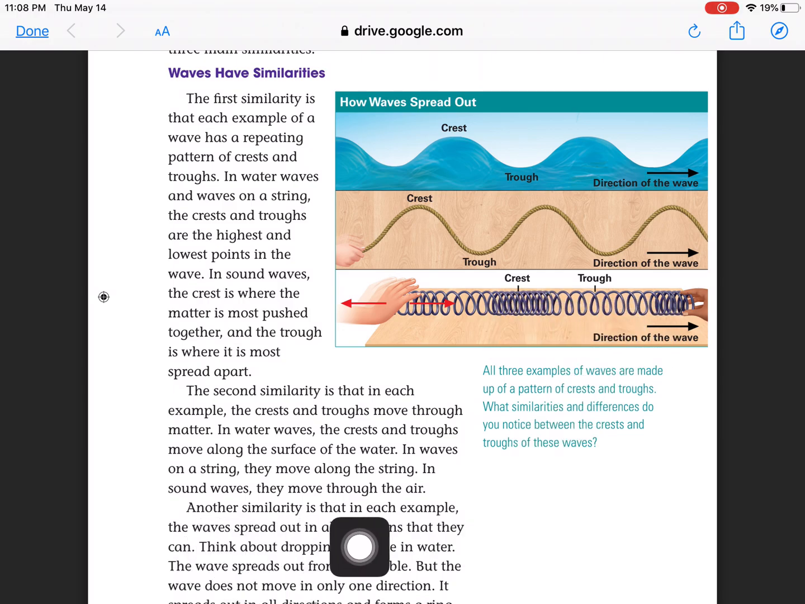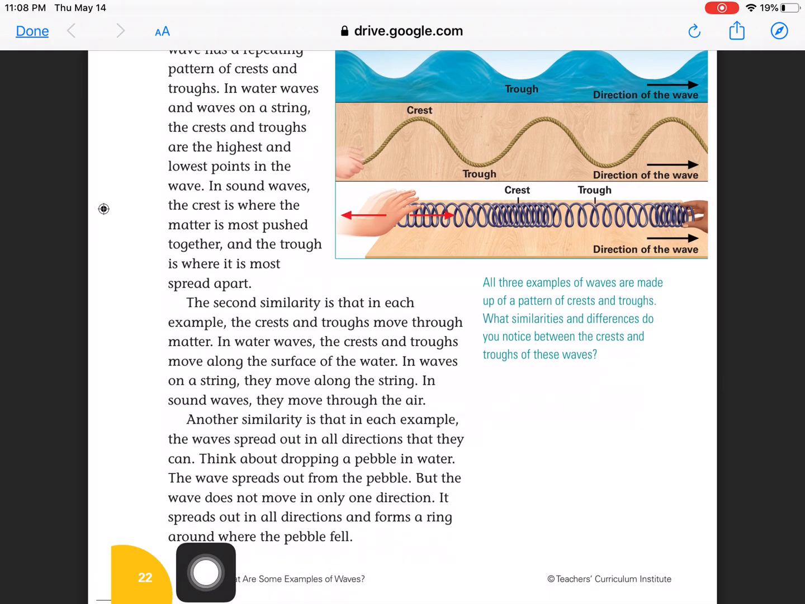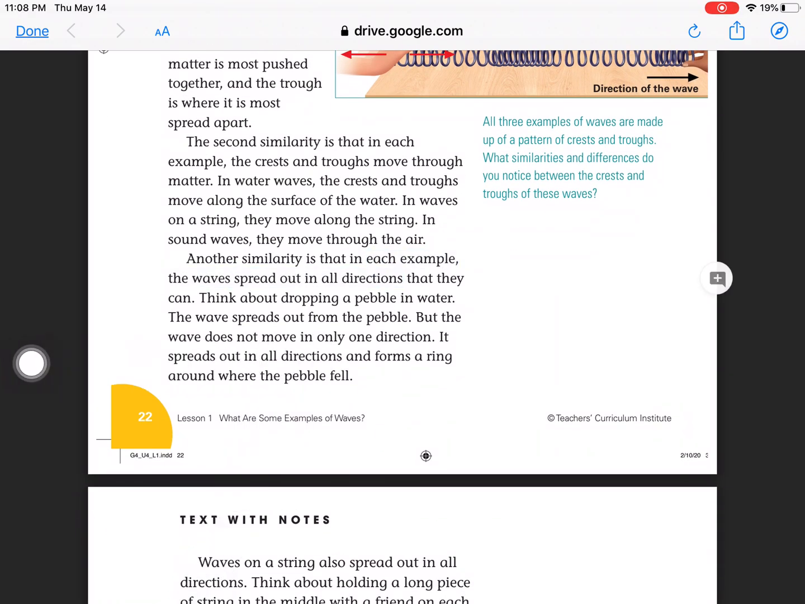Another similarity is that in each example, the waves spread out in all directions that they can. Think about dropping a pebble in water. The wave spreads out from the pebble. But the wave does not move in only one direction. It spreads out in all directions and forms a ring around where the pebble fell.